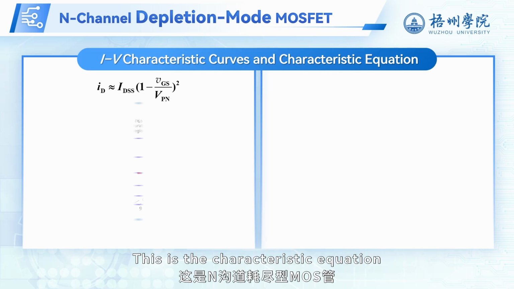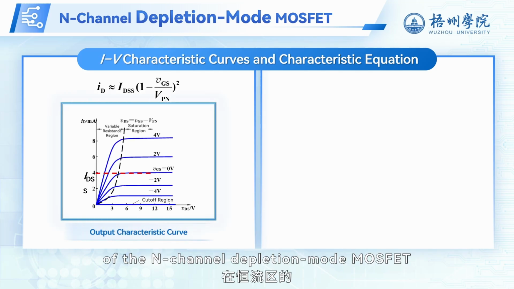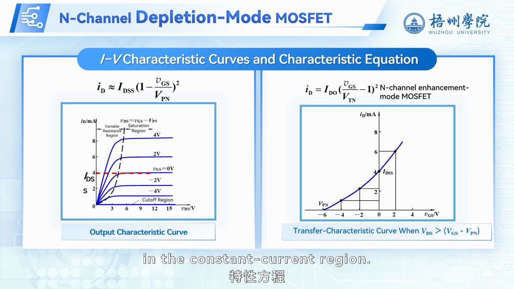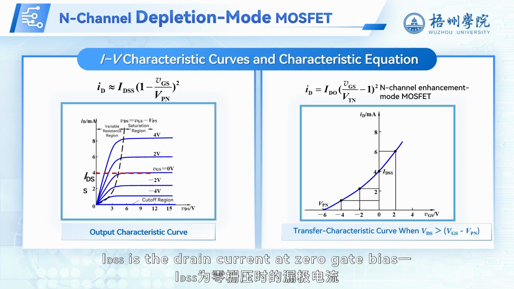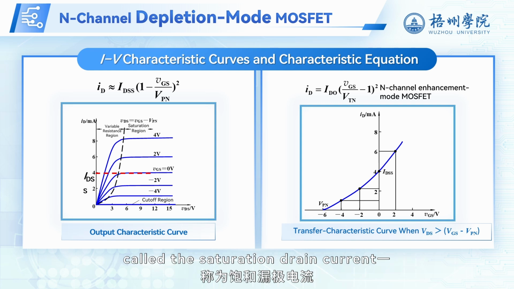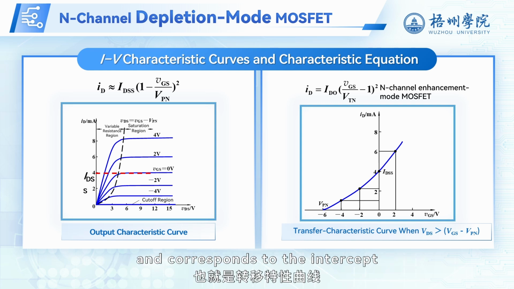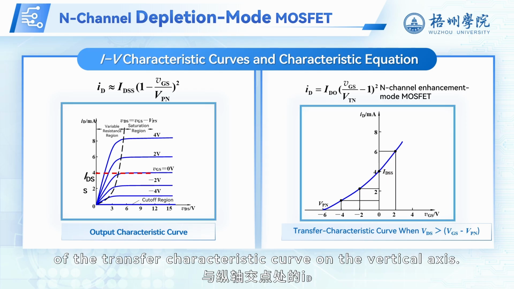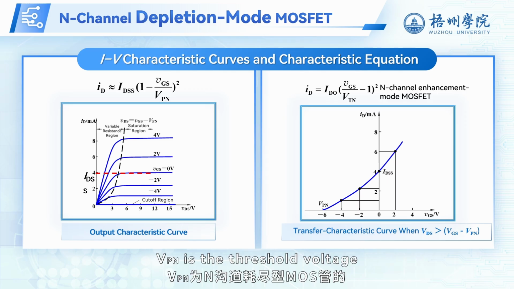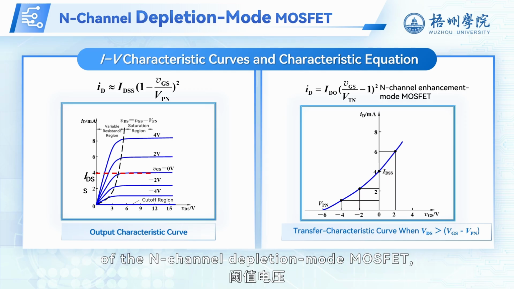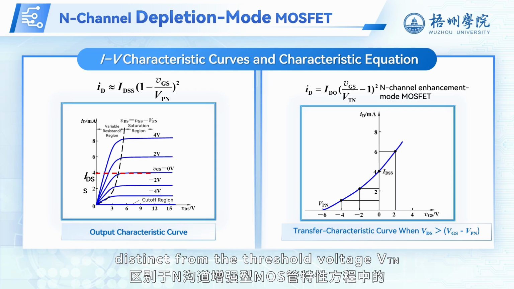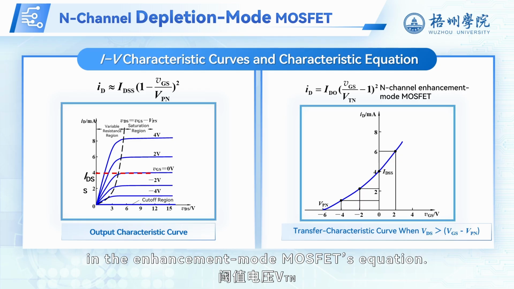This is the characteristic equation of the N-channel depletion mode MOSFET in the constant current region. I_DSS is the drain current at zero gate bias, called the saturation drain current, and corresponds to the intercept of the transfer characteristic curve on the vertical axis. V_PN is the threshold voltage of the N-channel depletion mode MOSFET, distinct from the threshold voltage V_Tn in the enhancement mode MOSFET's equation.